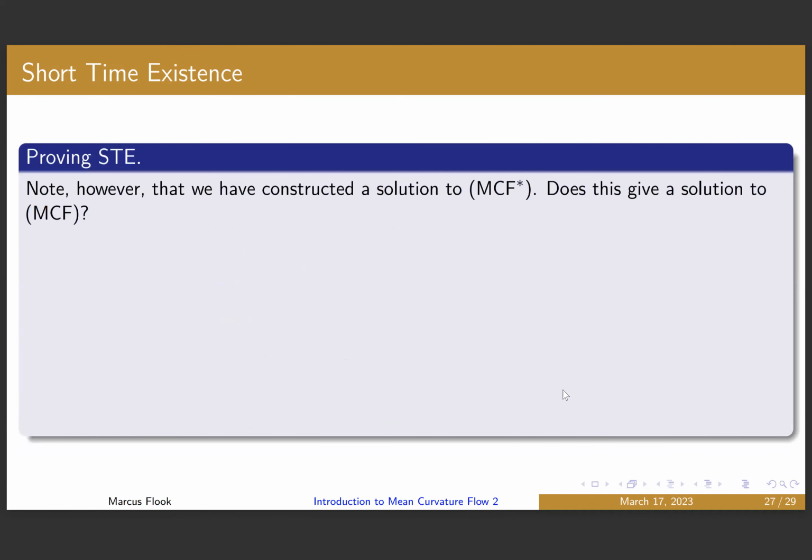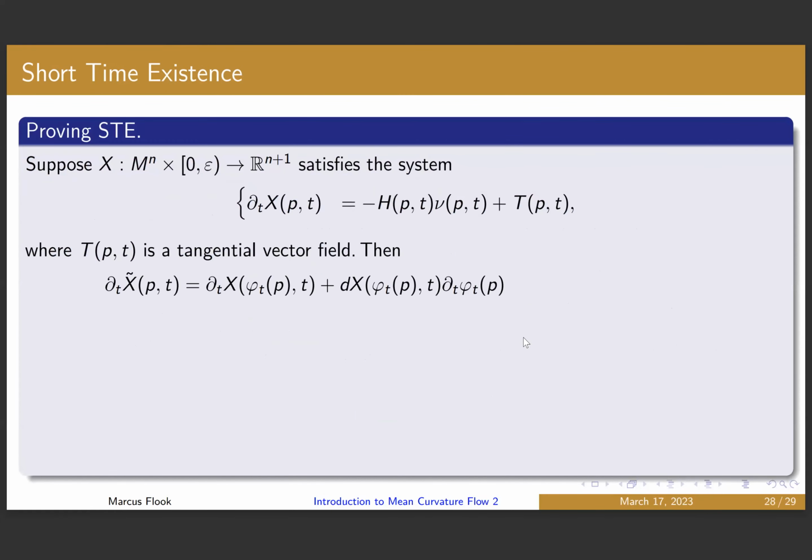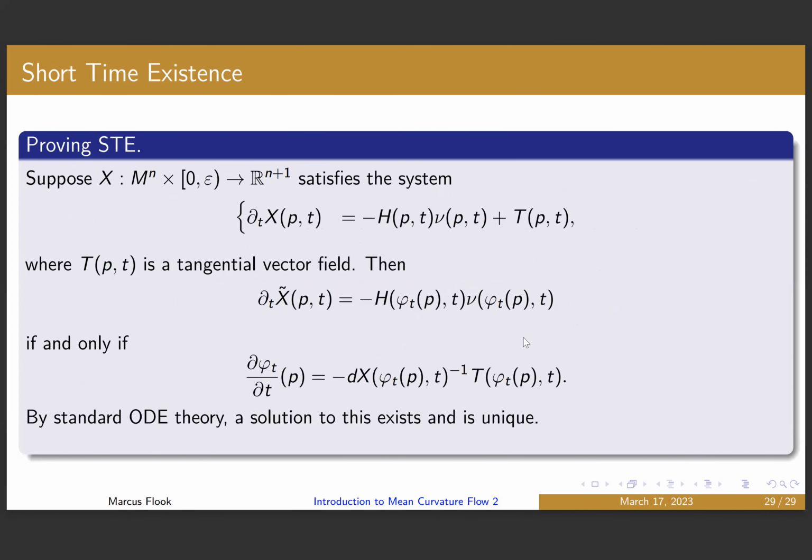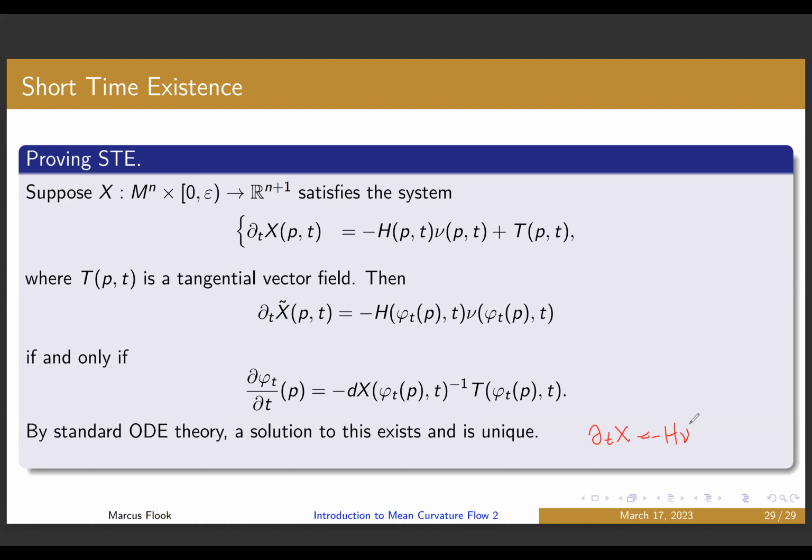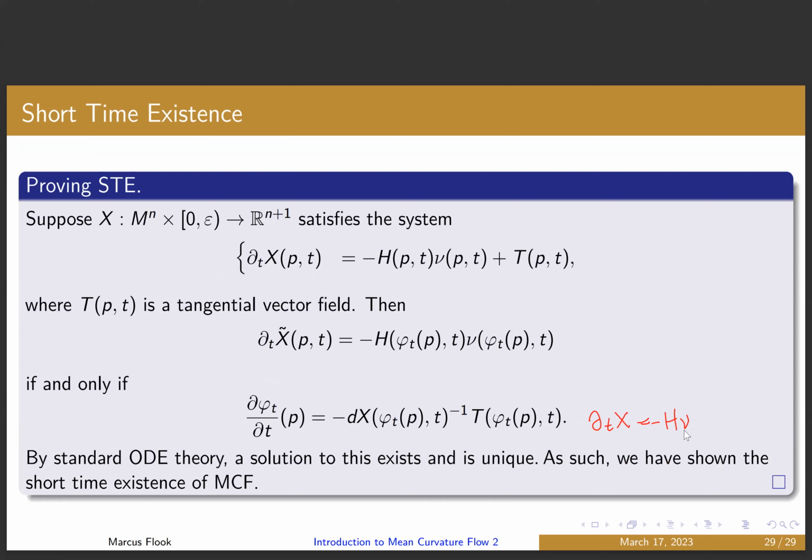Now, with this new bit of theory, we can use this family of diffeomorphisms, which is guaranteed to exist and be unique, again on a short time, to move us into a solution to mean curvature flow. With the existence of this, we can now satisfy the equation of mean curvature flow with no tangential component. So as such, we've shown that we have the short time existence of the mean curvature flow itself.